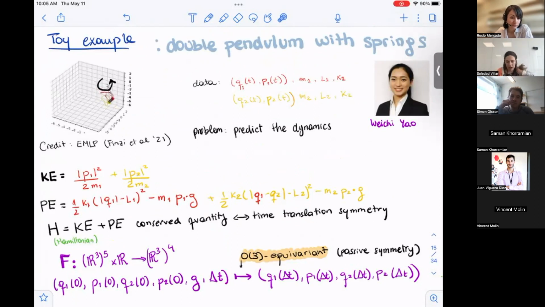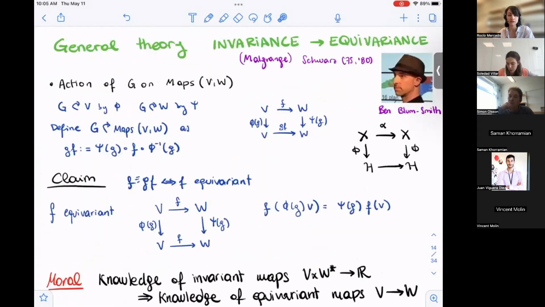Great. So I'm gonna start with the simplest example, which is a double pendulum with springs. So this is just a simulation that I took from the internet. Someone asked me in the chat, which kind of spaces are V and W? So V and W could be any space. So in our example, we have R^d to the n to R^d.